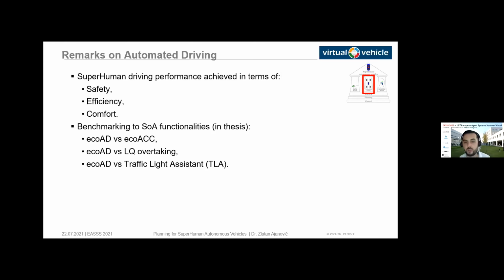This is a combinatorial optimization problem, and we deal with the combinatorial aspect. It is combinatorial in the sense that either we brake at a traffic light or we speed up and go through the green light. So these are very distinctive, different maneuvers, right? You cannot convexify this.